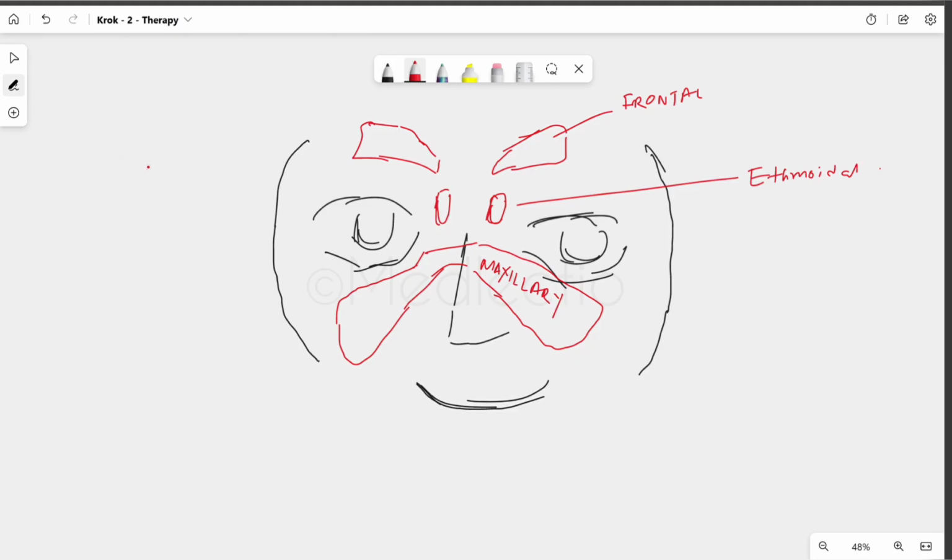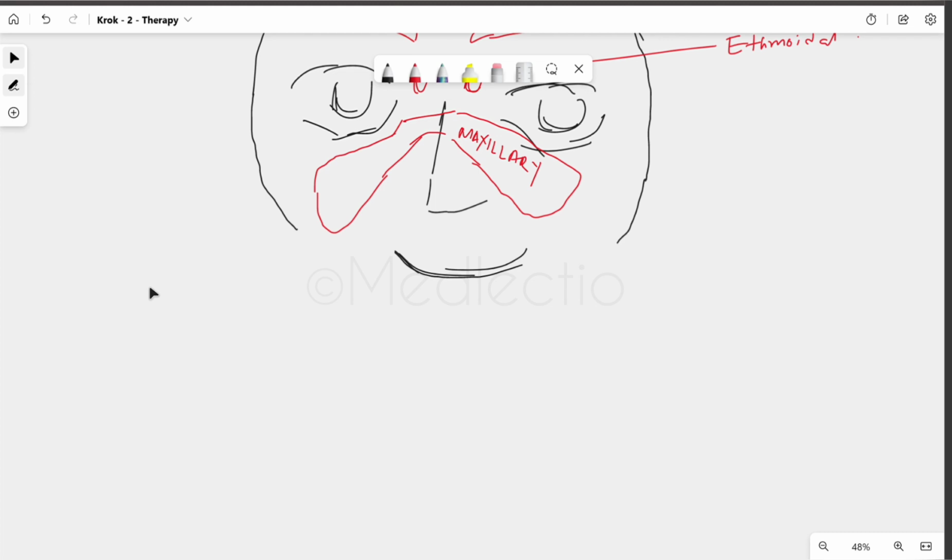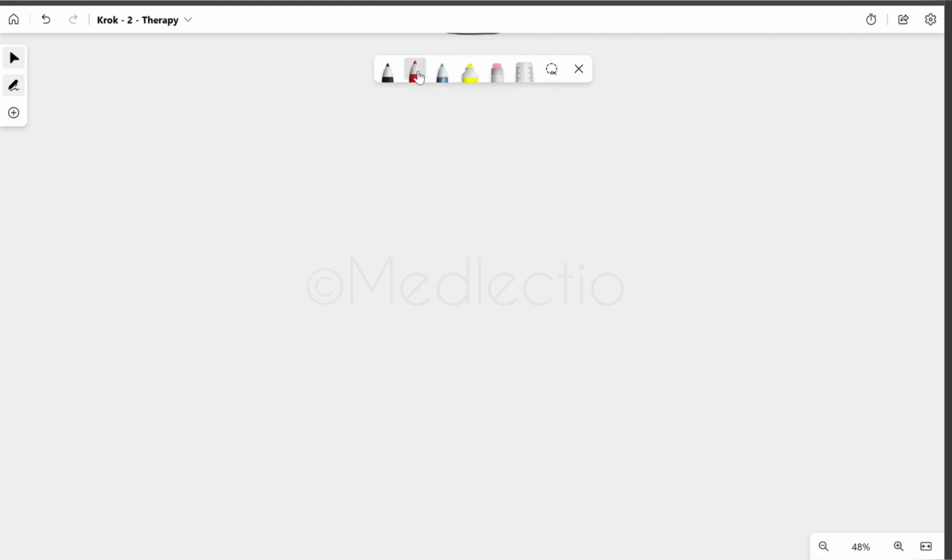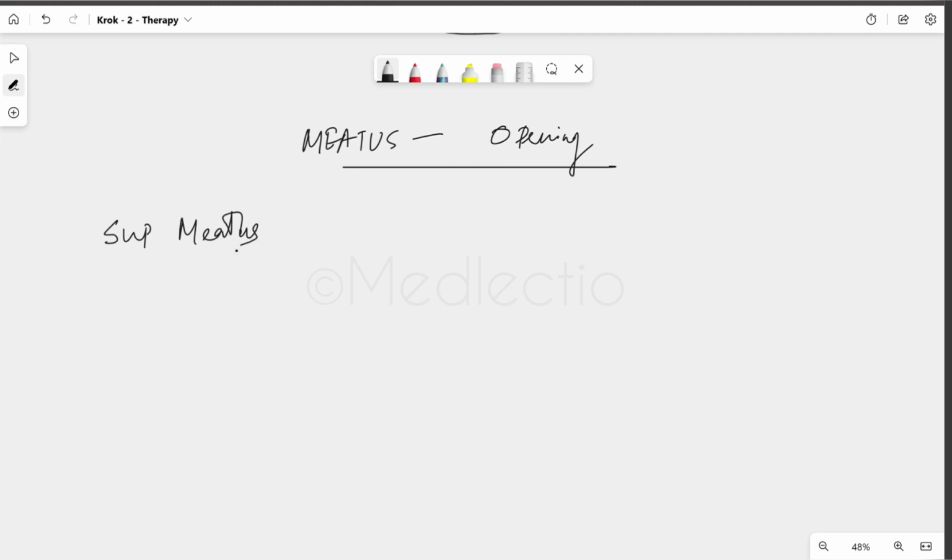Now one more thing, we should learn about the meatal openings. We should learn the meatus. Meati are openings which are in our nose. So we have superior meatus, inferior meatus, and middle meatus.